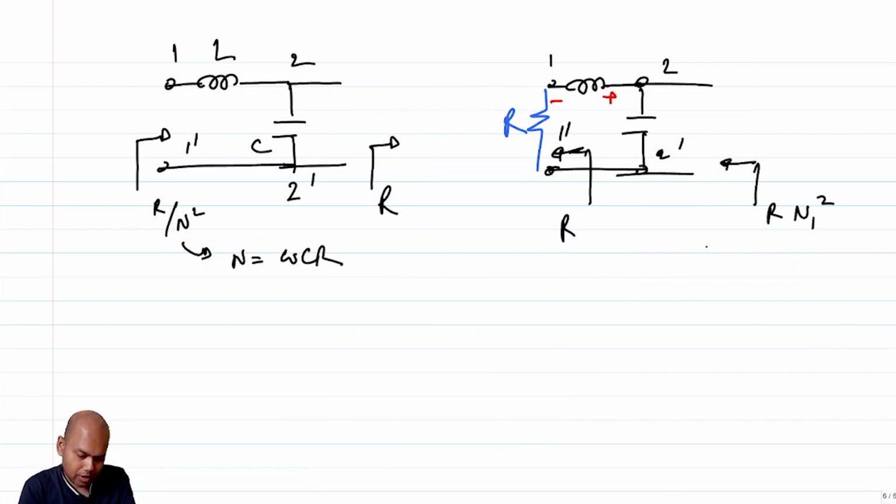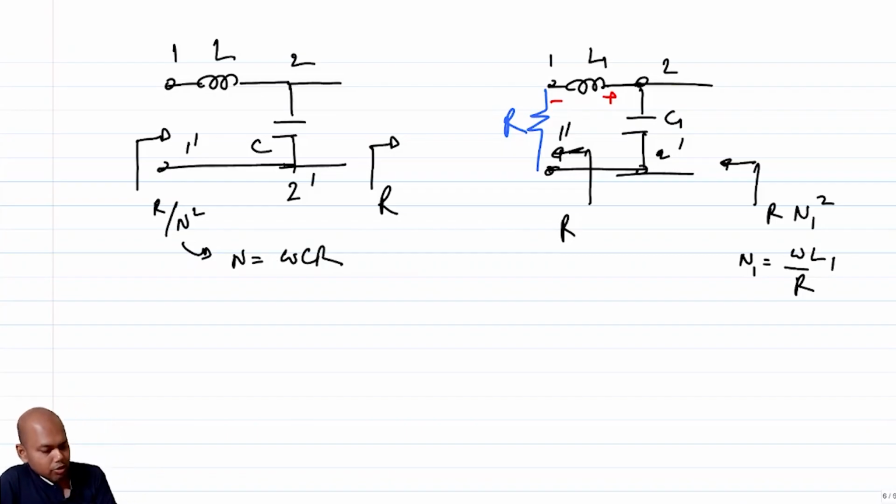Here the N1 is omega L by R, right? Or we might call this L1 C1, omega L1 by R. So the key thing to note is that the same circuit, depending upon which port you are looking at, can upconvert or downconvert a resistance, and that should not be surprising. Just like, this is a transformer action, isn't it?